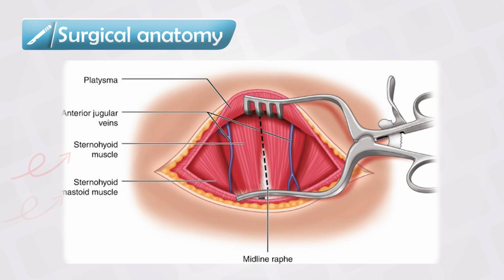The strap muscles must be separated and not dissected. But if you're going to dissect them anyway, make sure that you do so as superiorly as possible, near the skull. This is done to avoid injuring the ansa cervicalis nerve, which supplies the strap muscles as well as the omohyoid muscles.